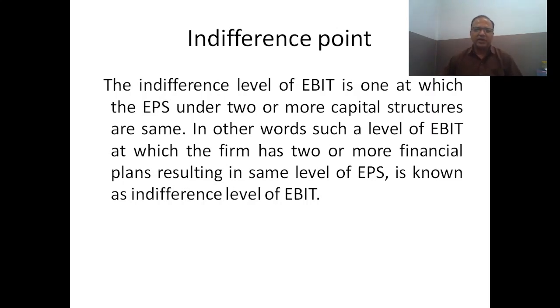Now, the third point is indifference point. The indifference level of EBIT is the level at which the EPS under 2 or more capital structures is the same. In other words, such a level of EBIT at which the firm has 2 or more financial plans resulting in the same level of EPS is known as the indifference level of EBIT. What is the meaning of indifference? Indifference means EPS will be the same.